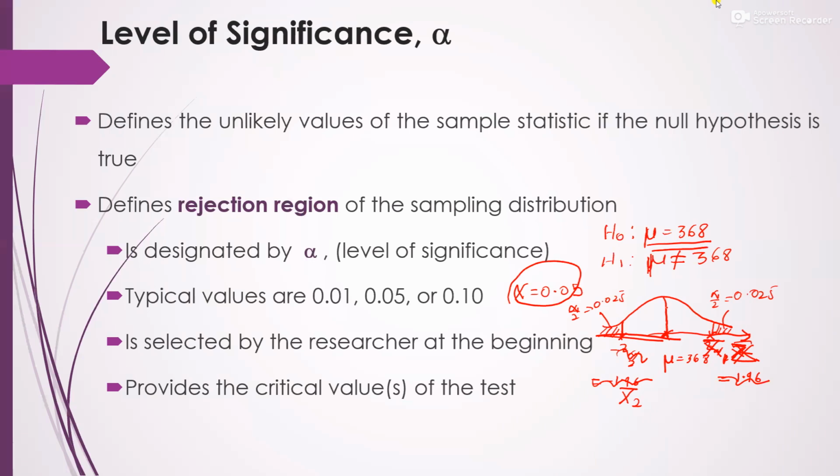If your mean value falls in between this X1 bar and X2 bar, then there is a possibility of getting the sample from mu equal to 368. This value is called a critical value, and this critical value depends on your H naught value and this level of significance.